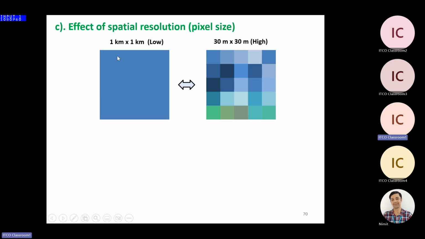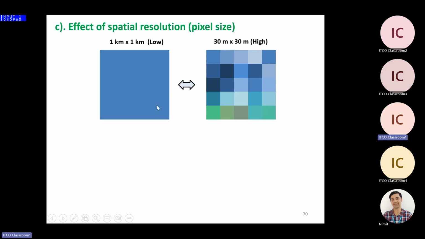Normally, like MODIS, it's 1 kilometer by 1 kilometer. Landsat, 30 meter by 30 meter. For the open ocean, we can think within the 1 kilometer is spatially homogeneous. But in nearshore coastal waters, within that 1 kilometer, it might be like this. So, high spatial variations.